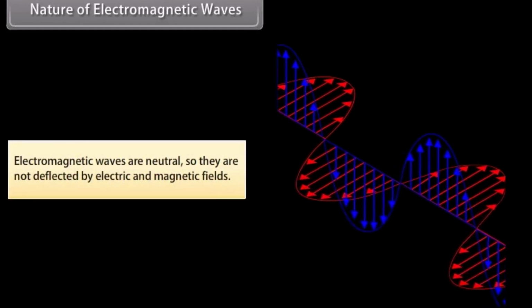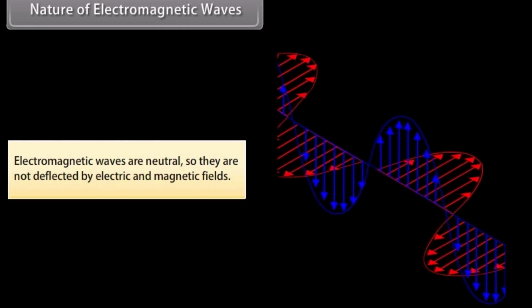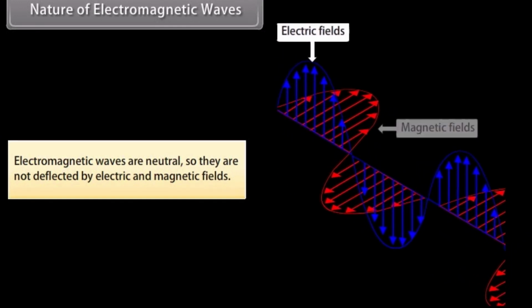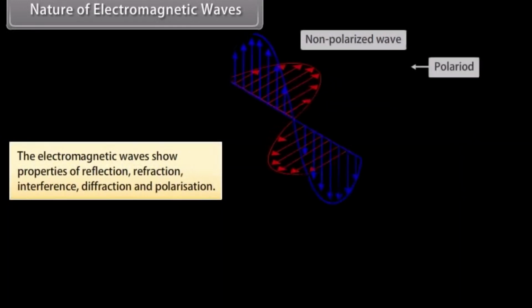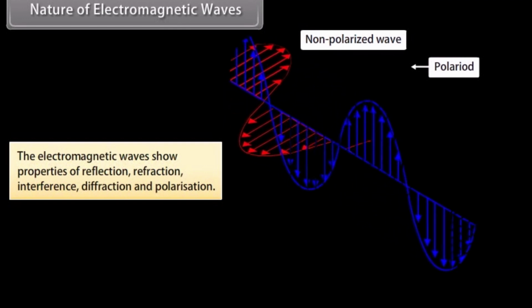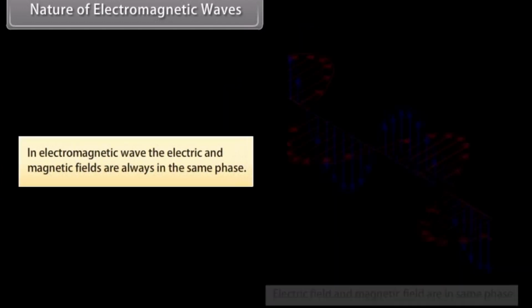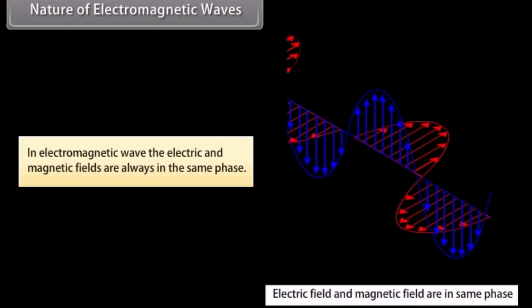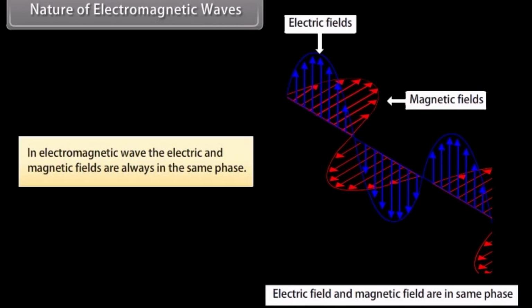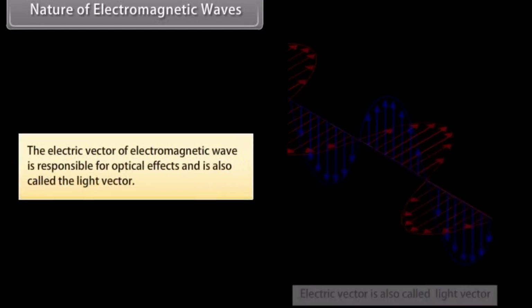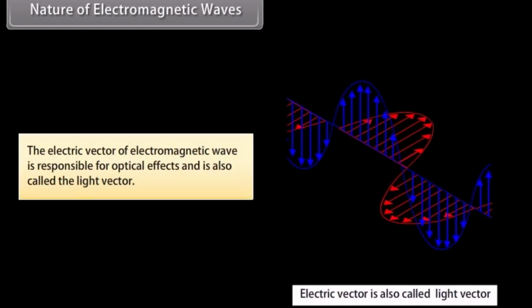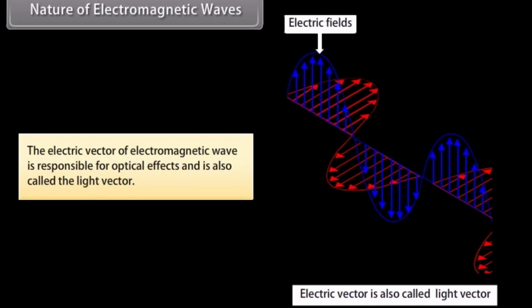Nature of electromagnetic waves. Electromagnetic waves are neutral, so they are not deflected by electric and magnetic fields. The electromagnetic waves show properties of reflection, refraction, interference, diffraction, and polarization. In electromagnetic wave, the electric and magnetic fields are always in the same phase. The electric vector of electromagnetic wave is responsible for optical effect and is also called the light vector.